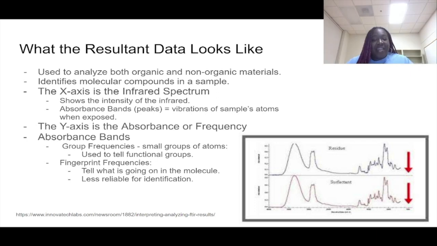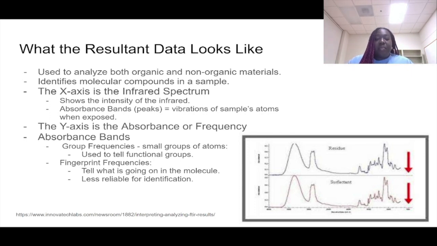Hi, this is Ihoma, and these are the data. This is what data looks like for the Fourier transform. So the Fourier transform analyzes both organic and non-organic materials, and it identifies the molecular compounds that are found in the sample. So the data is expressed on a graph with the x-axis representing the infrared spectrum. This shows the intensity of the infrared, and it has absorbance bands, which are the peaks. And this shows the vibrations of the sample's atoms, like when it's exposed. On the y-axis is the absorbance or the frequency.